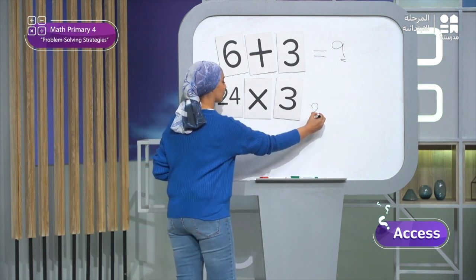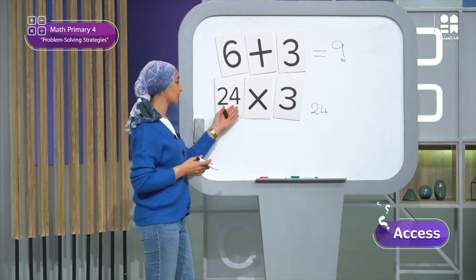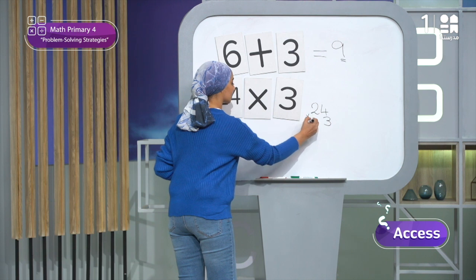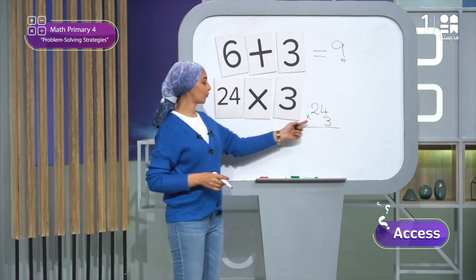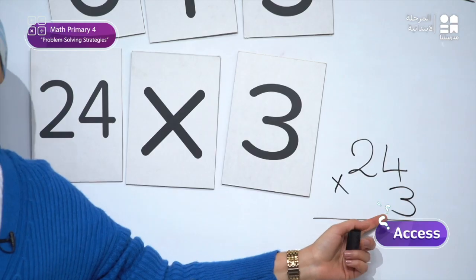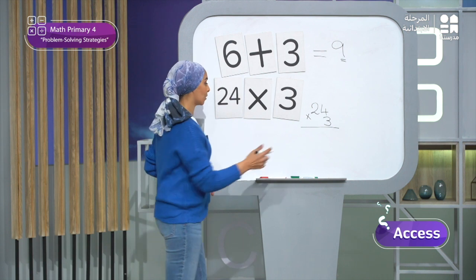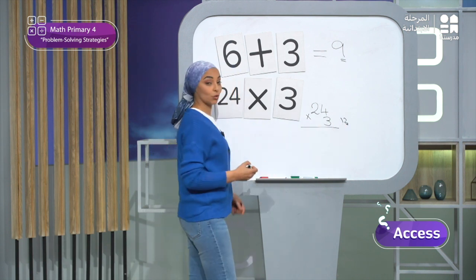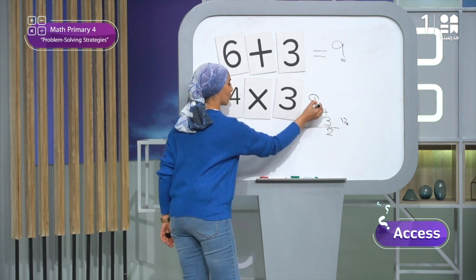So I will write 24. Of course, I must start with the biggest number, which is 24. Under it, I will put 3, and I multiply these two numbers, right? Okay, first of all, I will start with the ones. So, 3 times 4 equals what? 3 times 4, we all know that 3 times 4 equals 12. 2 is the ones, so I'll put 2 down, and 1 is tens, so I will carry 1.